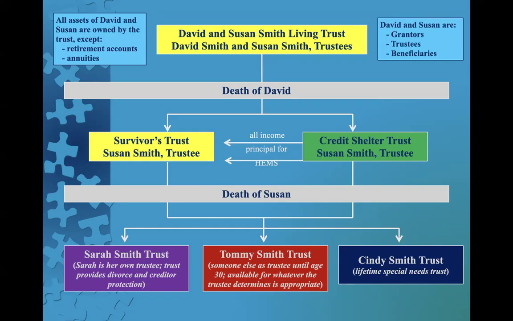So now let's talk about the second death. And if you're not married, just keep in mind we skip from the top part to the bottom part, right? We don't have that middle part there if you're not married. So on the second death, in this particular situation, this couple has three adult children. We have Sarah, Tommy, and Cindy. Sarah is the most responsible child, and so she's the one who's the trustee of the trust.